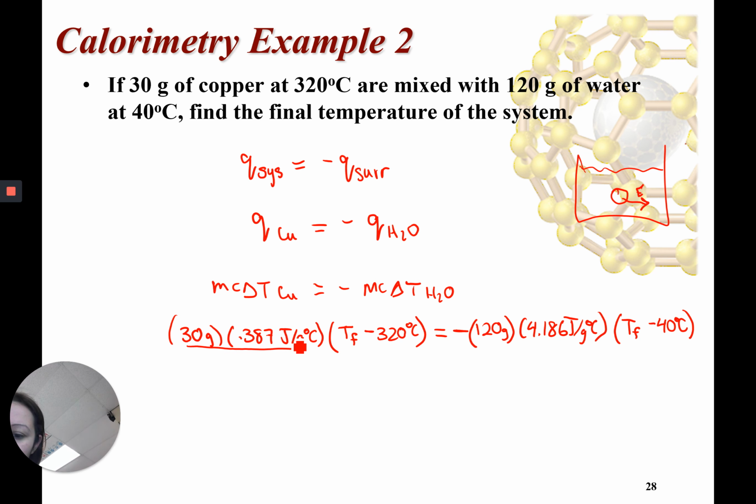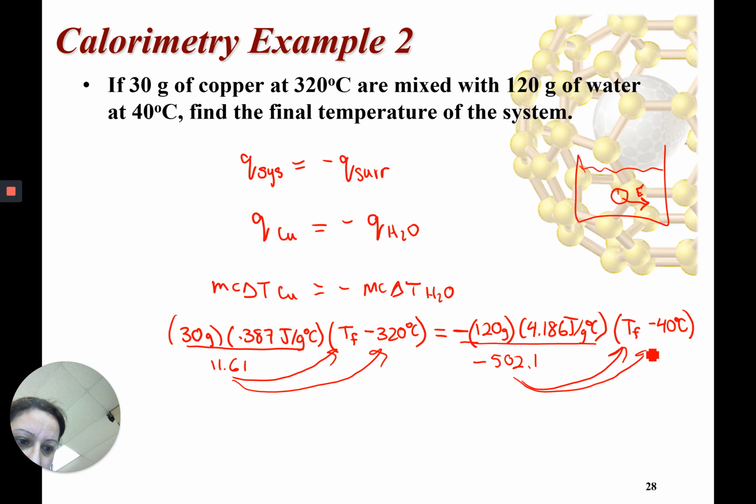So basically you want to multiply those two together. That gives you 11.61. And I'm going to multiply those two together. This gives me negative 502.1. And next we're going to distribute, right? So you get 11.61 TF minus 3,715 is equal to negative 502.1 TF plus, negative and negative multiplied together gives you a positive, 20083.